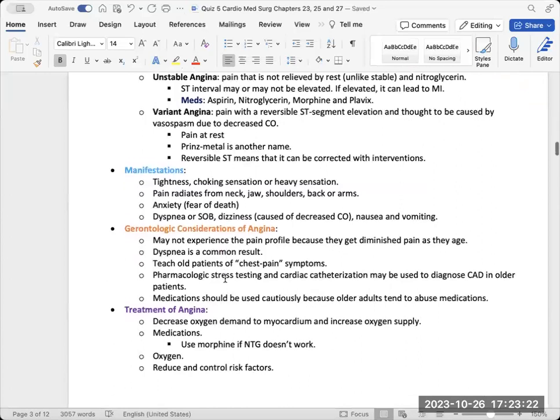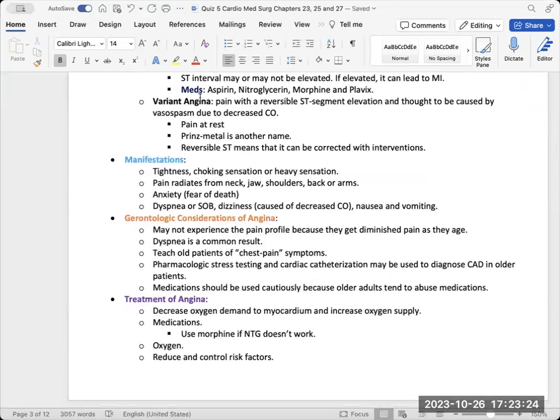And lastly, you have something called variant angina. And variant angina is, if you watched my cardiac lecture, if you didn't, it's okay, but I do recommend watching it with the drugs. Variant angina can be treated with calcium channel blockers like nifedipine. But these might have a reversible ST segment, and they're not really sure why it's caused. It also may be caused by vasospasms.